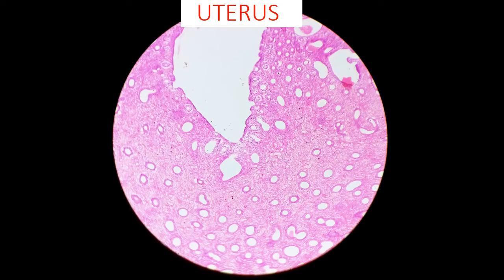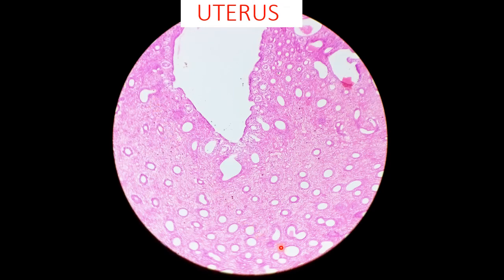Then moving to the female reproductive system, the first one is the uterus. How to identify the uterus? Uterus identification is very easy. It is lined by simple columnar epithelia, and below that is the stroma containing the tubular uterine glands. These circular structures are called uterine glands.